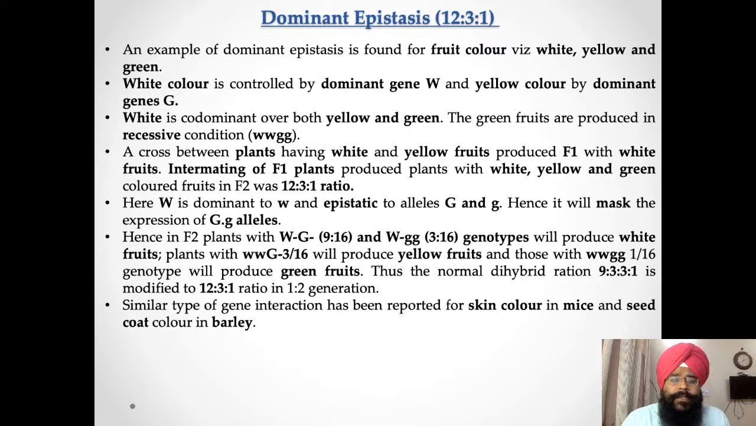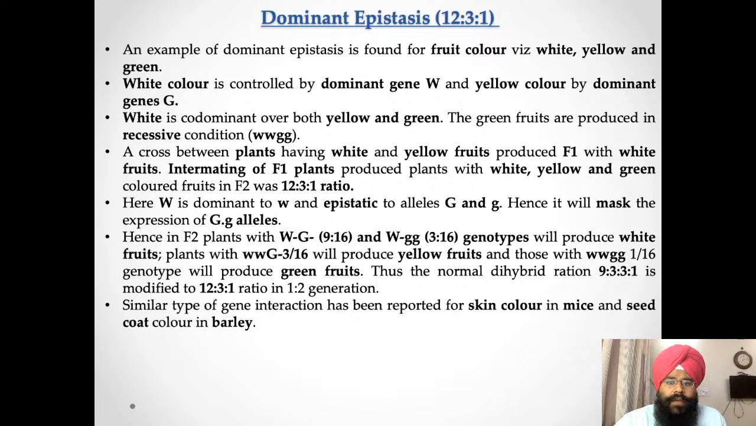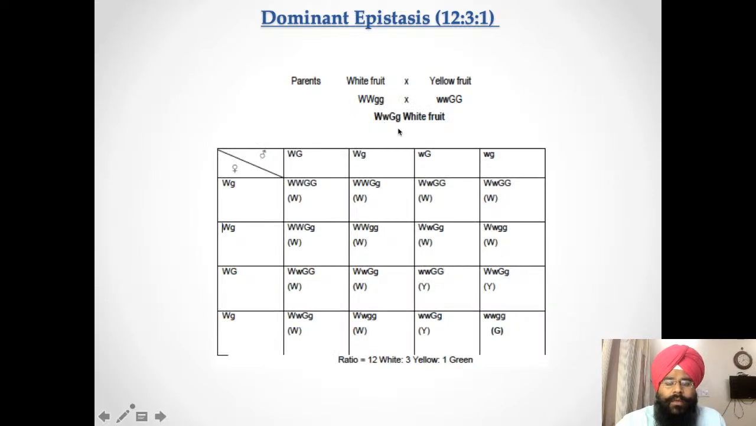Then comes the dominant epistasis. This is an example of dominant epistasis found in fruit color, that is white, yellow, green. White color is controlled by gene W, yellow color by G. White is epistatic over both, and yellow and green fruits are produced in the recessive condition, wwgg. Then we made a cross between white fruits WWgg and yellow fruits wwGG. The cross produced F1 plants with white fruits, Ww Gg. Then you segregate these genes again, so you have different ratios, and according to the dominant epistasis we have three phenotypes, that is white, yellow, green.